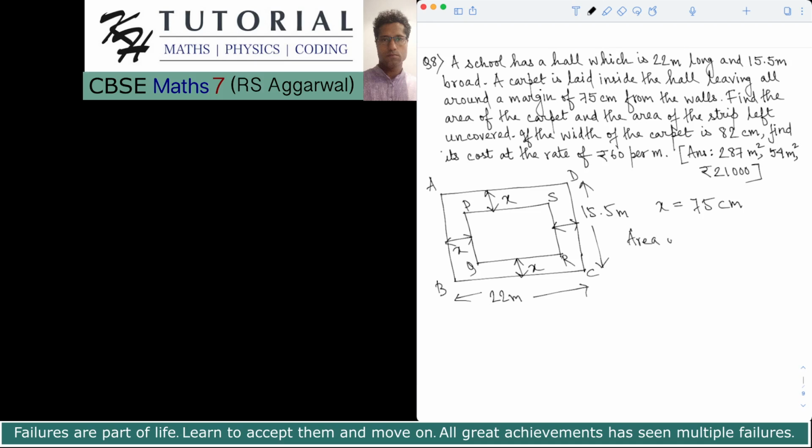So area of carpet is equal to the area of rectangle PQRS, which is equal to... what will be the area of the rectangle PQRS? The length of PQRS will be the length of the hall minus 2 times the width of the margin.